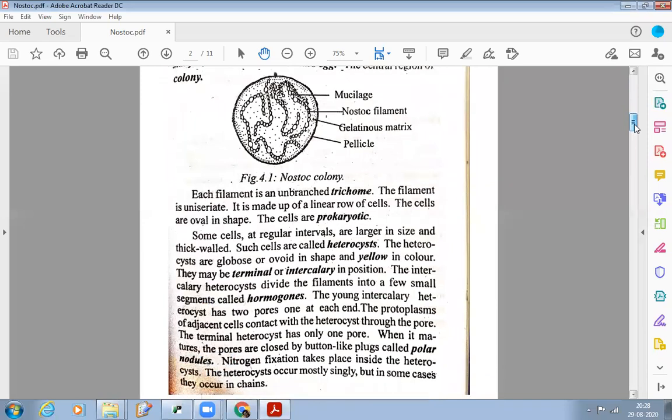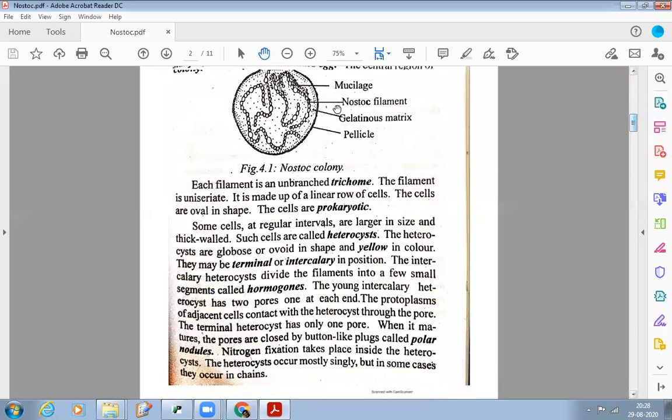If you observe clearly, each filament is an unbranched trichome. The filament is uniseriate. That means all the individual cells in this filament are arranged in a single row, looking like a chain, like pearl beads arranged one after another. So it is a uniseriate arrangement of cells, made up of a linear row of cells. The cells are oval in shape, and the cells are prokaryotic. Why prokaryotic? We will see again when we discuss the individual filament.